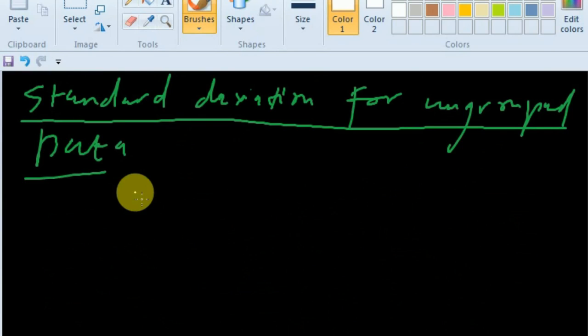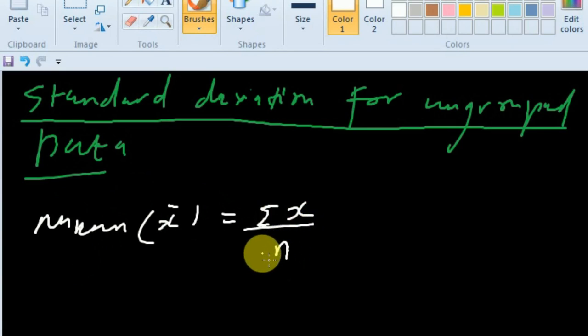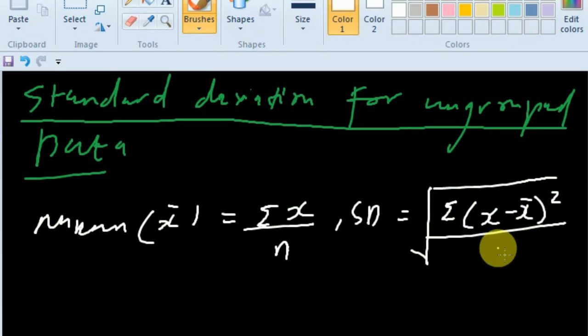So for you to find the standard deviation, first of all, you need to know your mean. So the formula for finding mean for ungrouped data, we say mean, which is represented by x and a bar, is equal to the summation of the scores divided by the number of scores. And for standard deviation, you can use two formulas. The first formula is the square root of the summation of x minus the mean squared divided by the number of scores.